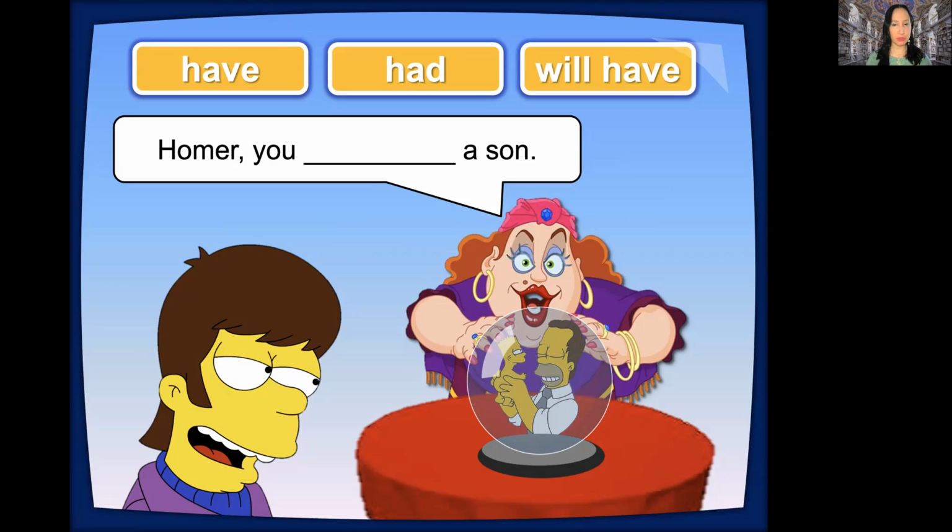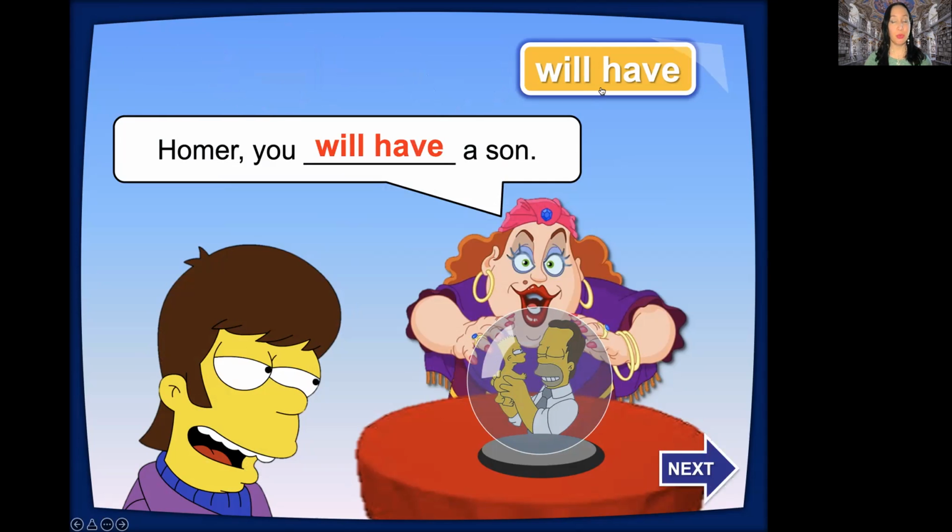Now, what happens when you're looking at a crystal ball? You're thinking about the future, right? That's right. Homer, that's right, you will have a son.